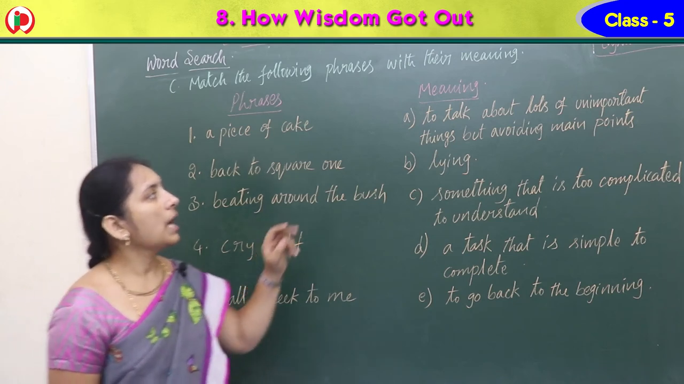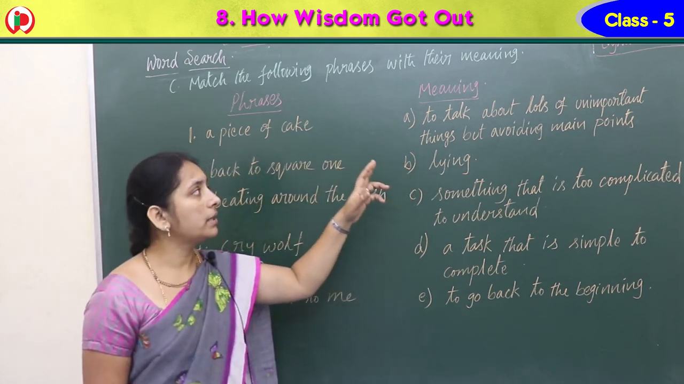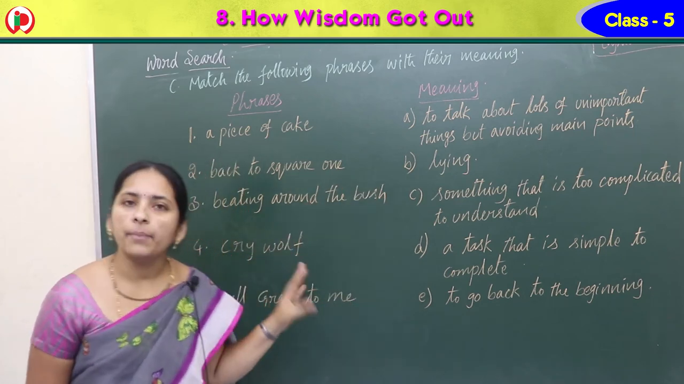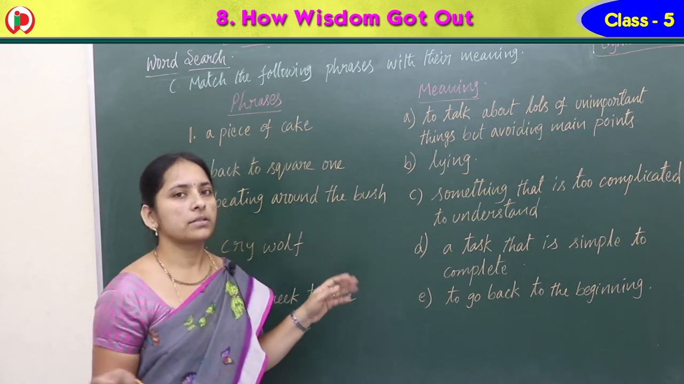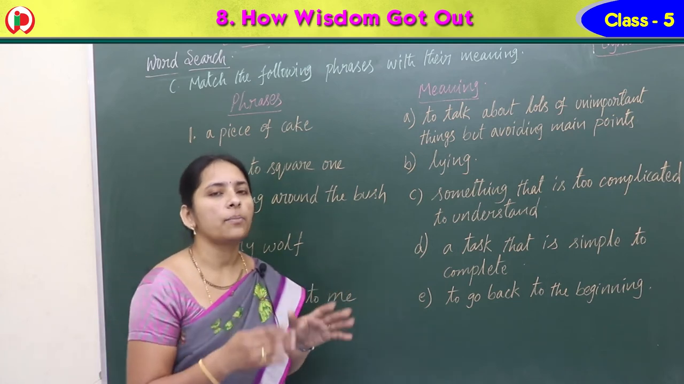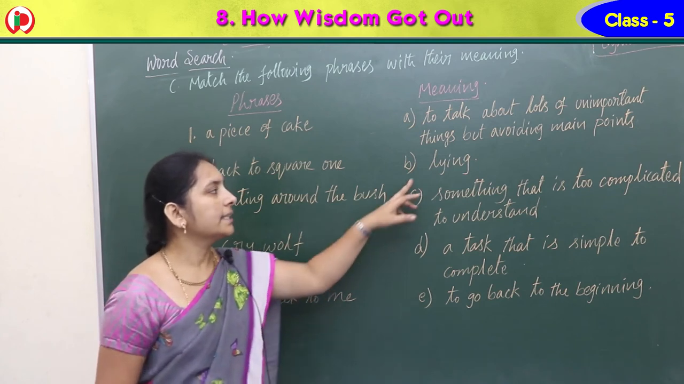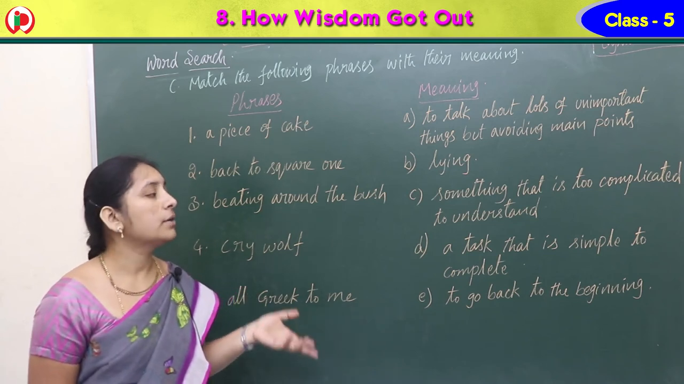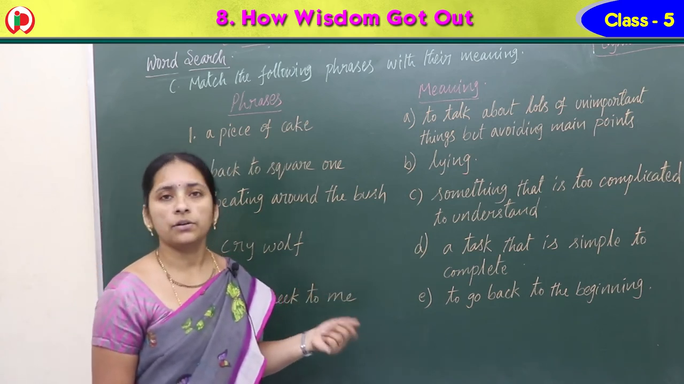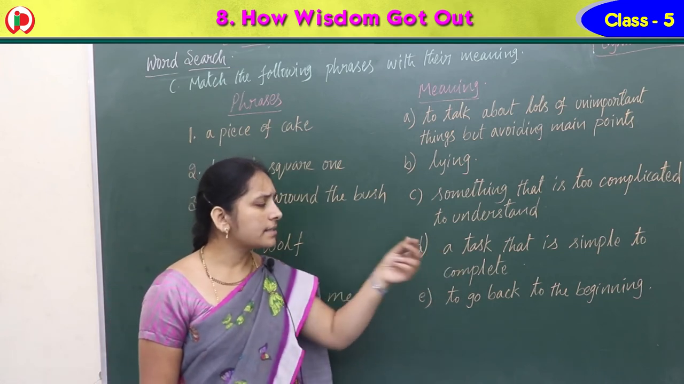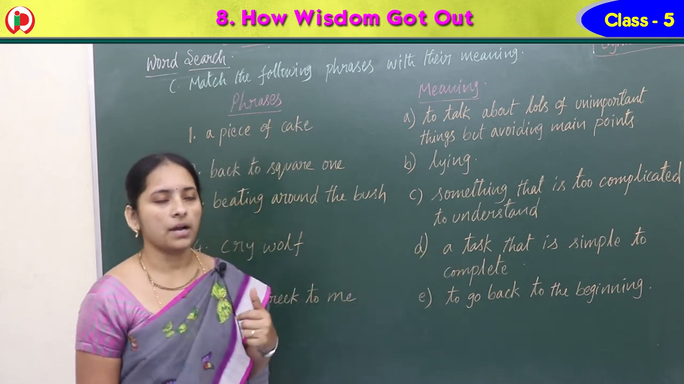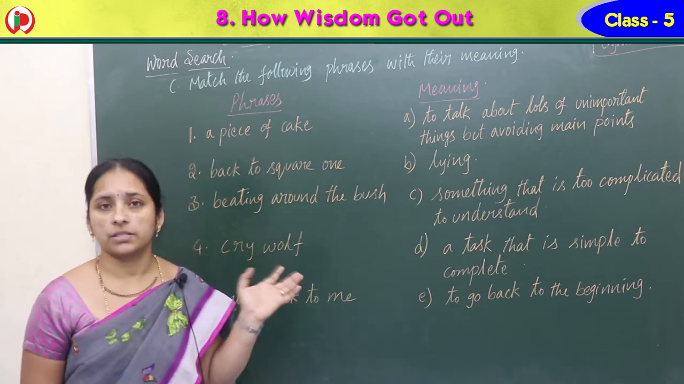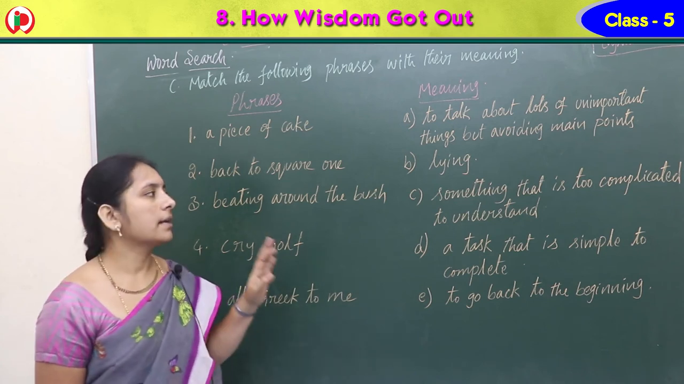So these we have. And what options did they give? To talk about lots of unimportant things but avoiding the main points. So leaving the main points and discussing unnecessary topics, that is here. Another one is lying. Another is something that is too complicated to understand, very difficult to understand. And a task that is simple to complete, so very easy to complete. And the next one, to go back to the beginning, to start from the beginning. So these are the words we have.